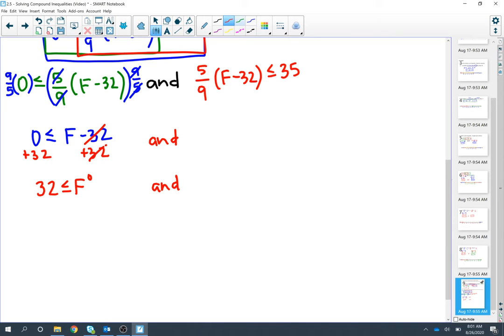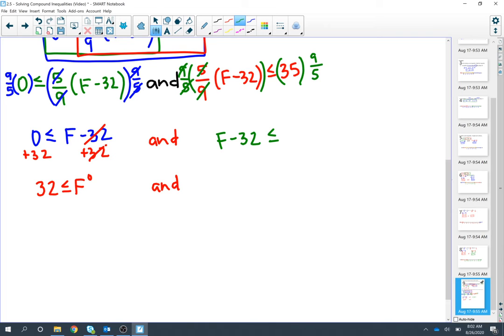Okay, over here, we're going to start the same way. I want to get rid of 5/9, so I'm going to multiply by 9/5. So the 9 in the numerator will cancel the 9 in the denominator. The 5 in the denominator will cancel the 5 in the numerator. So on my left side here, I'm going to be left with f minus 32 is less than or equal to. For this one, I would probably recommend using our calculator.